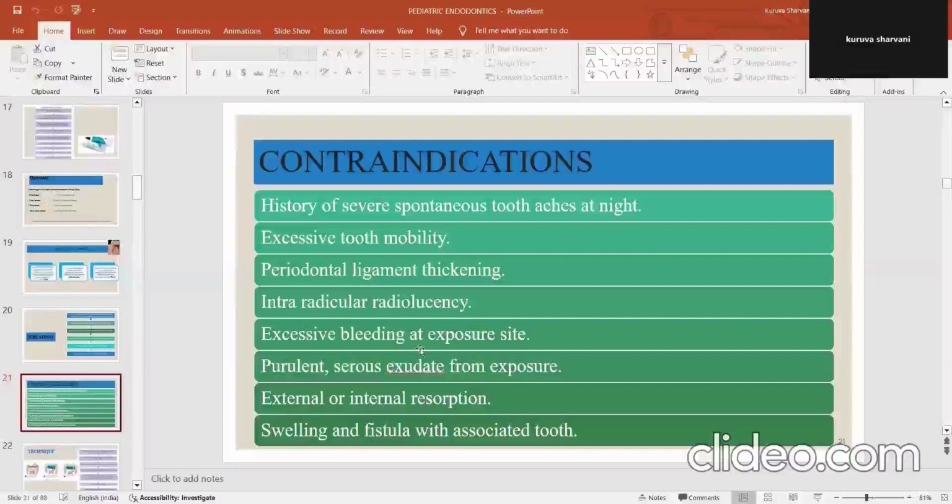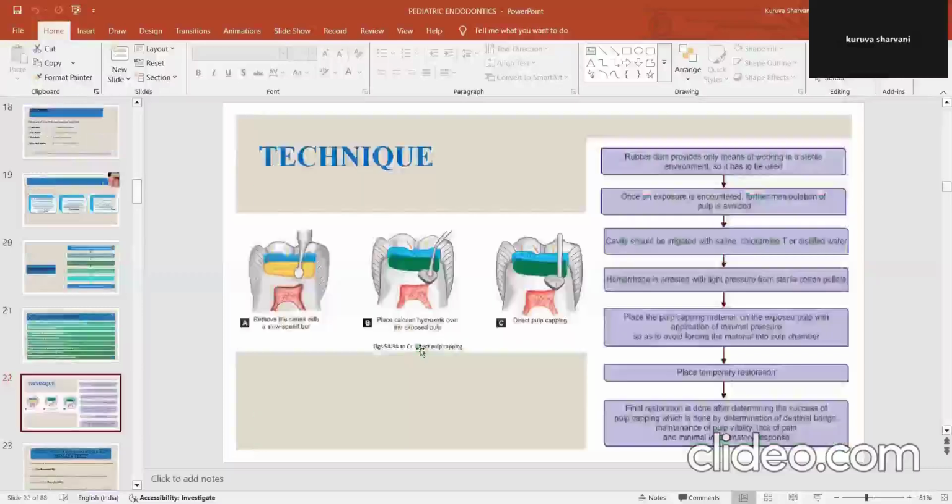Coming to the technique, local anesthesia is given, followed by rubber dam placement. Once the exposure is achieved, irrigate it with saline, followed by stopping the hemorrhage, place the suitable pulp capping material, and followed by the final restoration.